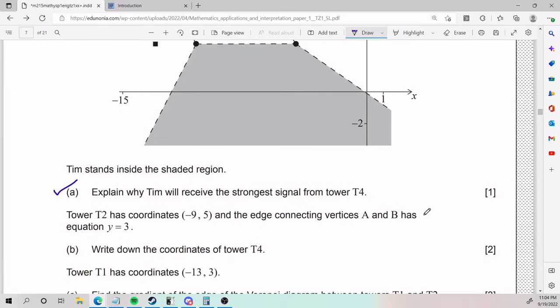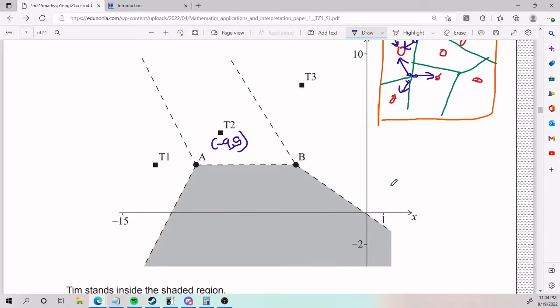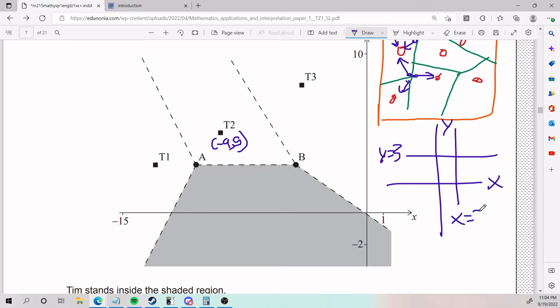And the edge connecting vertices A and B has equation y equals 3. So, equation y equals 3. If you take an axis, cierto? Or a coordinate plane or whatever, y equals 3 is here. If I take x equals 2 is here. Okay? That is what they mean by y equals 3 and x equals 2. Got it? If I say y equals -4, where would that be? Y equals -4 would be down here. Got it? All right, that is the intuition of it.